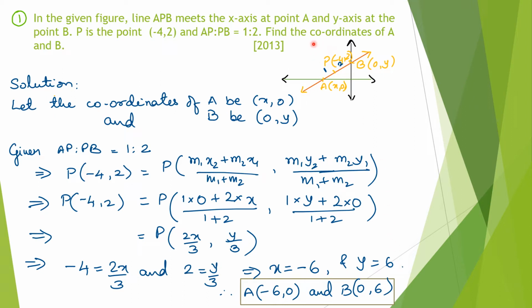Remember, the question is find the coordinates of A and B. So if you write the answer over here, x is equal to minus 6 and y is equal to 6, and leave it over here, you're going to lose one full mark. When the question is find the coordinates of A and B, you need to write A is minus 6, 0 and B is 0, 6.